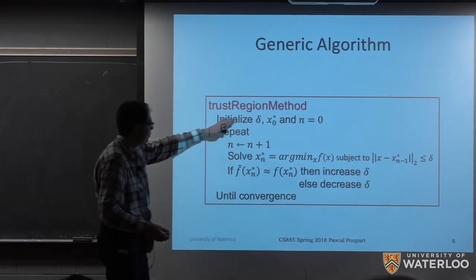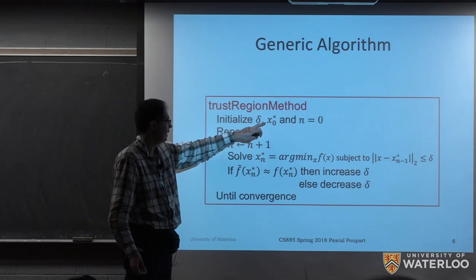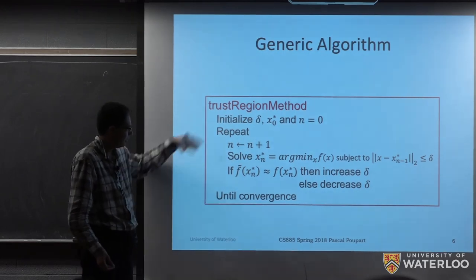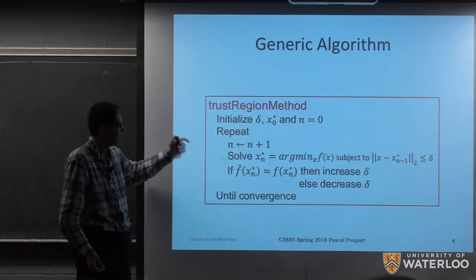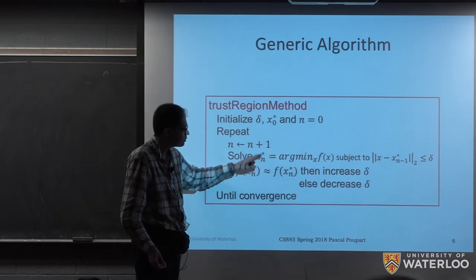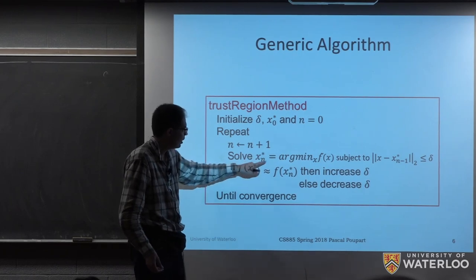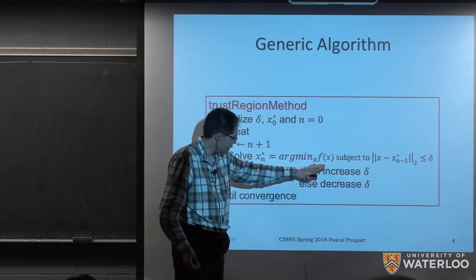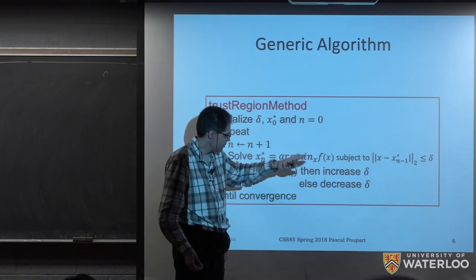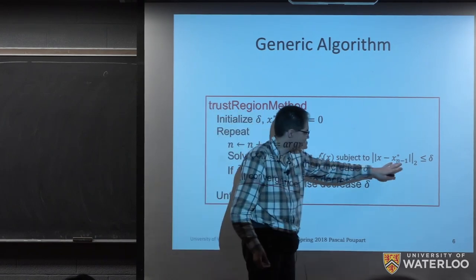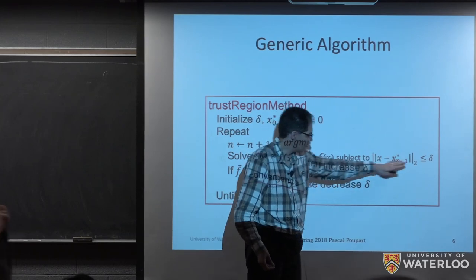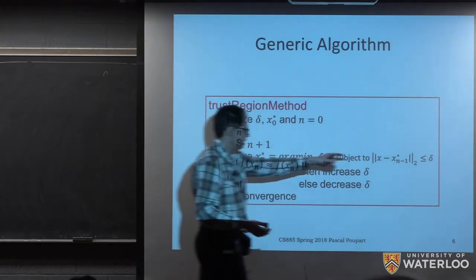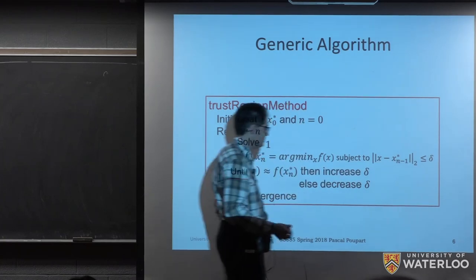So here's a generic algorithm for trust region methods. We start with some bound delta and an initial estimate x naught, at iteration 0. Then we repeat a loop, and at every step I solve what is known as a trust region subproblem. In other words, I minimize my approximate objective, F tilde, subject to the trust region, which in this case is just a hypersphere of size at most delta, with respect to my previous estimate.